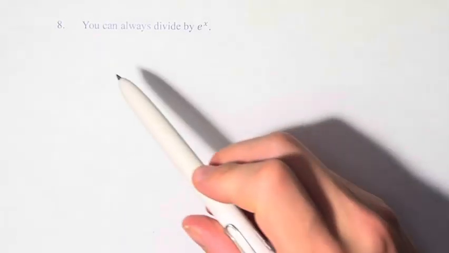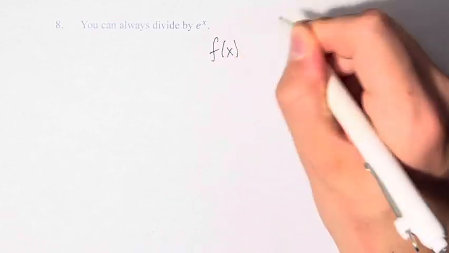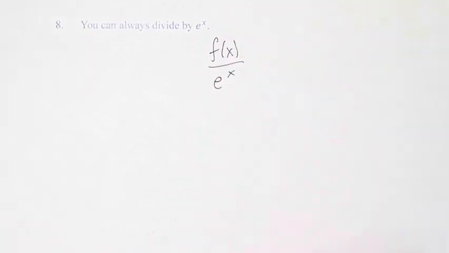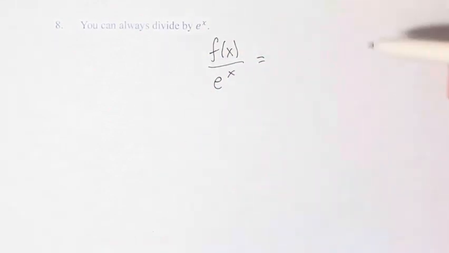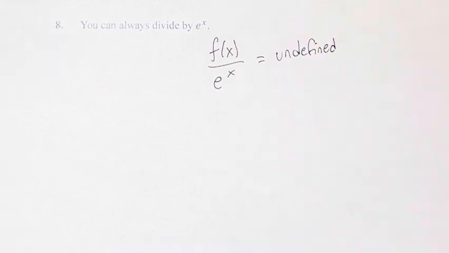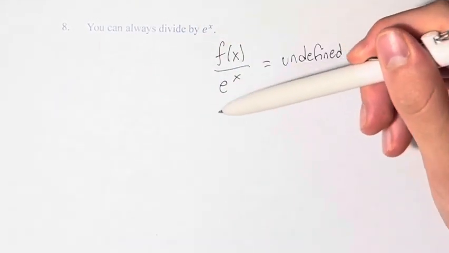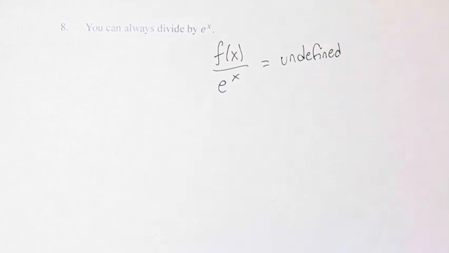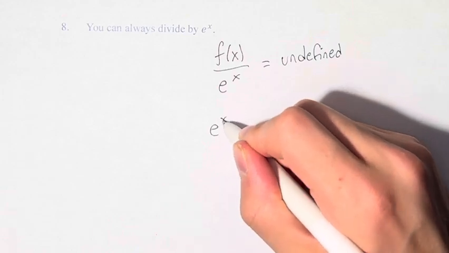In this problem, we're asked to see whether you can always divide by e to the x. So if we have some function, f of x, and we divide by e to the x, is there any value of e to the x for which this is undefined? Because that's basically what this means. If you can't divide by e to the x, that means that we have an undefined output. This happens when the denominator, what we're dividing by, is 0.